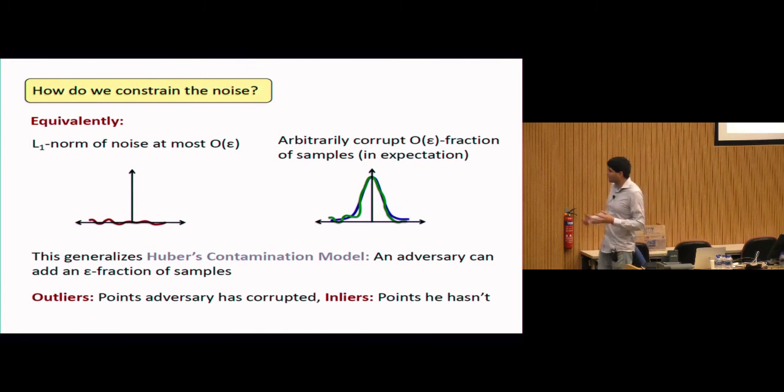And just so I can introduce a little bit of nomenclature that I can use later on, here I'm going to refer to outliers as the points that the adversary has corrupted. He can move them anywhere he wants, and the inliers are the points that he hasn't moved around.